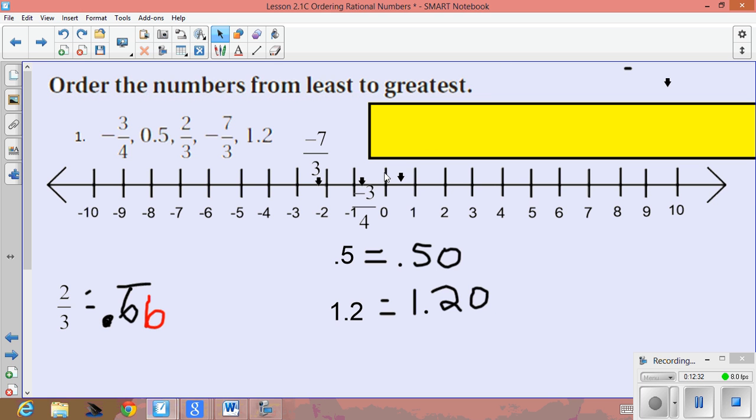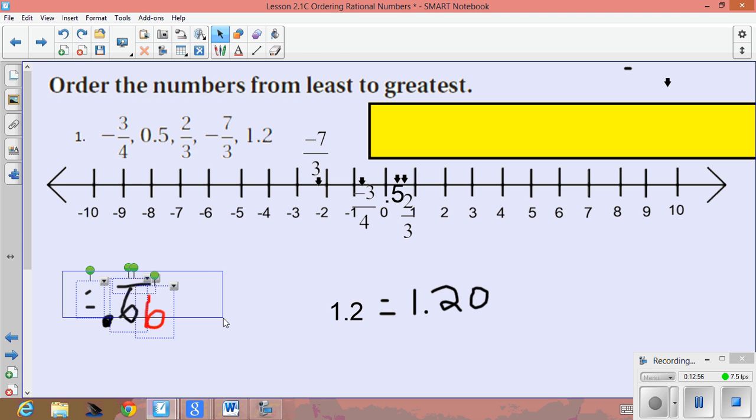between 0 and 1. So this is where 5/10 would belong. And next would be 2/3 or 66 cents, so to speak. So that would come right in here. It's right next to, again, there's a little bit of estimating. So there is 2/3. And finally, I have 1 and 2/10, which is just a little bit greater than 1.